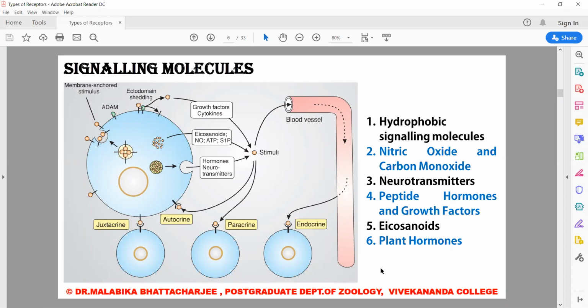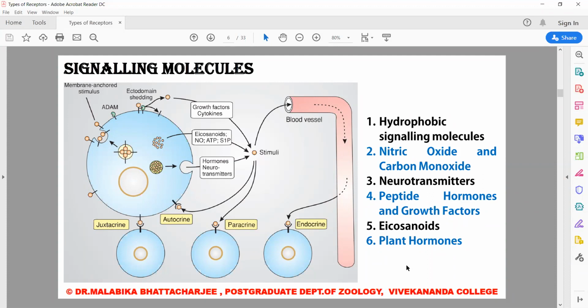Now I'll be moving on to the stimuli one after another. Coming to hydrophobic signaling molecules. You can well understand hydrophobic. That means these molecules are not water loving.